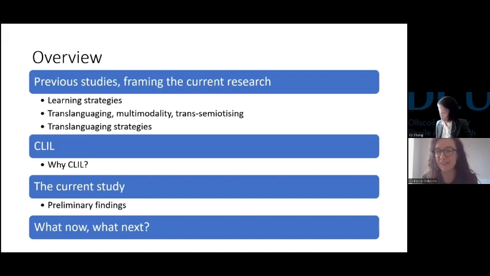The current study then will be presented. We have some preliminary findings that we're going to present to you today, and the emphasis is on preliminary. So we welcome your feedback and any insights that come to mind, and hopefully we'll have a good discussion during the Q&A. Finally, we'll take a look at what the next steps are in this research, and look forward to hearing your thoughts on that in the Q&A.